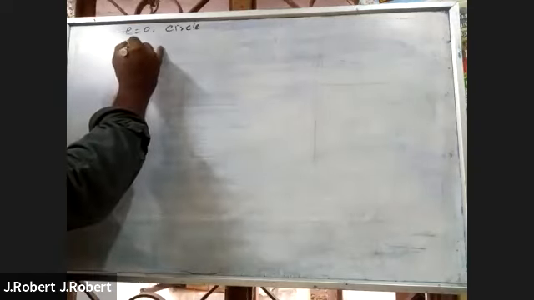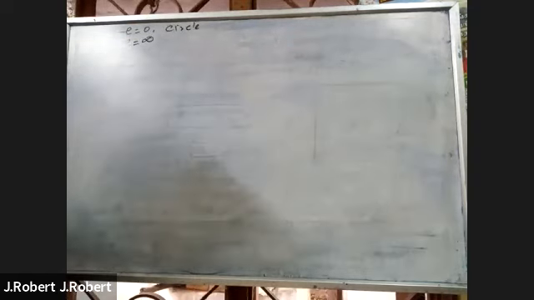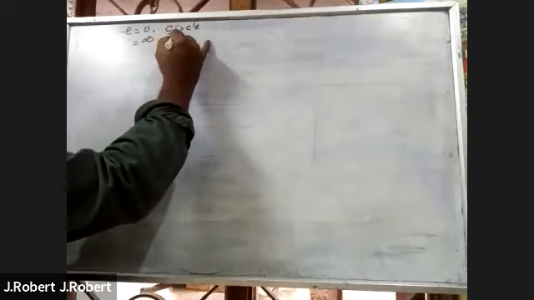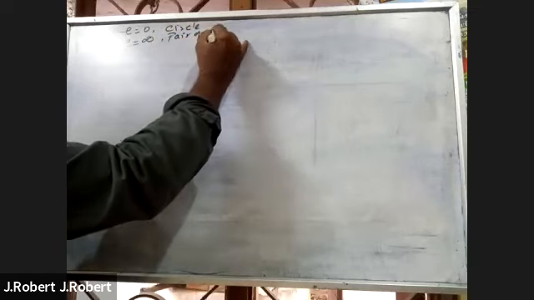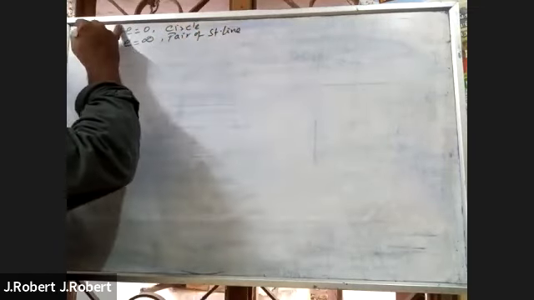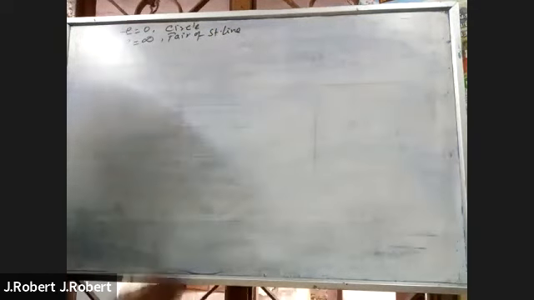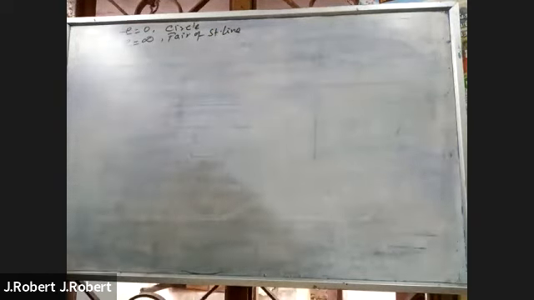Then if e is equal to infinity, this is called a pair of straight lines. Please take down, very useful. Note it: if e is zero, the conic is a circle. If e is equal to infinity, that is called a pair of straight lines. Now we discuss the parabola.